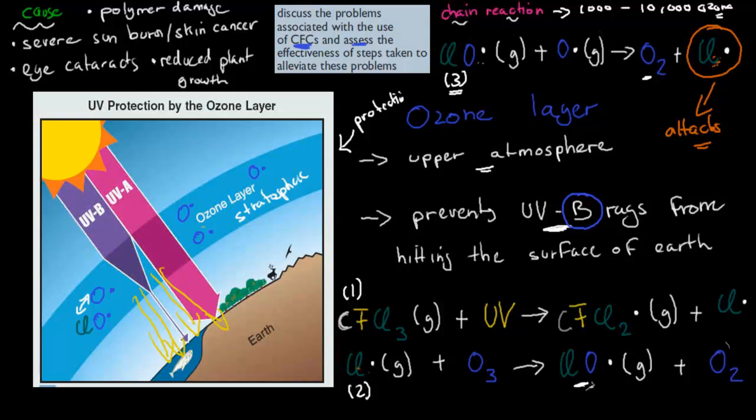Well, some of the problems are that it causes severe sunburn and skin cancer, right? So it's not just sunburn, but severe sunburn and skin cancer. It causes eye cataracts. That's when you go blind. You know, when you see that whiteness in people's eyes, that often means they have too much sun damage and their eyes can't see anymore. It destroys parts of their vision. And also even reduce plant growth.